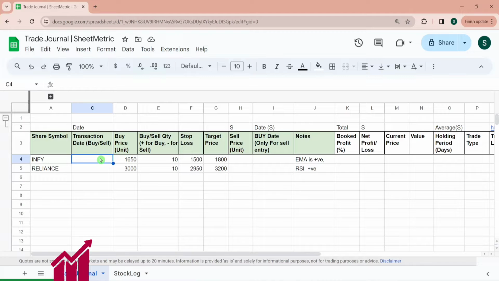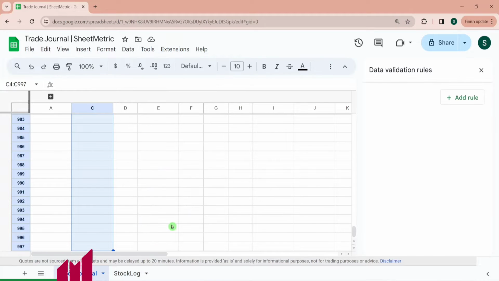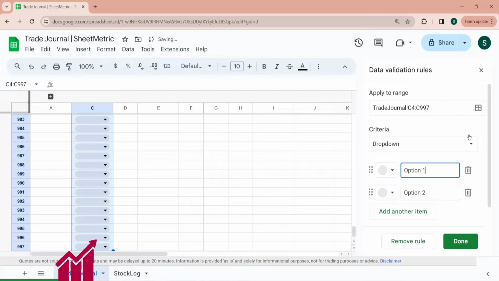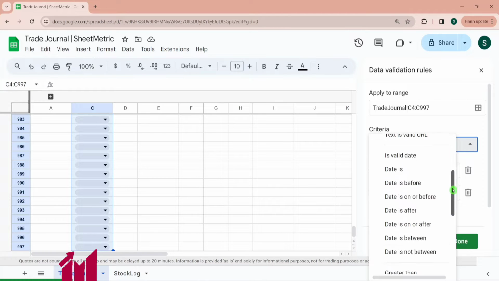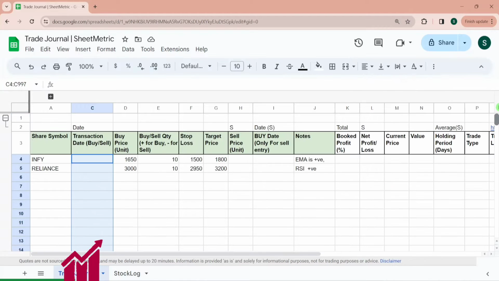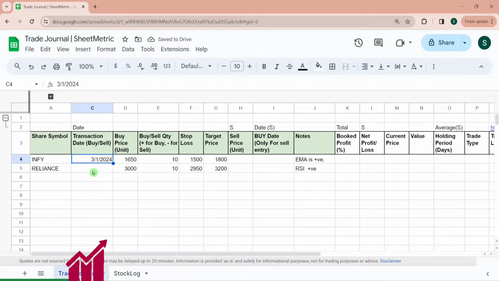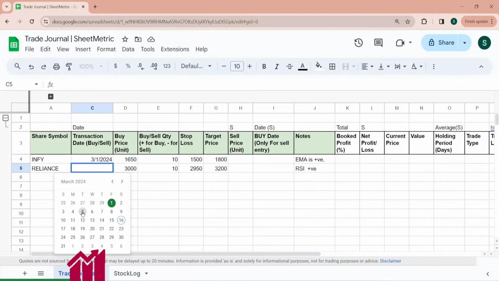I am doing a data validation over here, so I will have a quick calendar pop up to make my decision. For this I did control shift down, then went to data, then data validation, add rule. Then here you can see the range is selected for C4 to C997. I can change it from here as well, and the criteria is validate. Now we have a calendar pop-up over here. So let's say I took this trade on 1st of March, and similarly on Reliance we took an entry on, let's say, 5th of March.